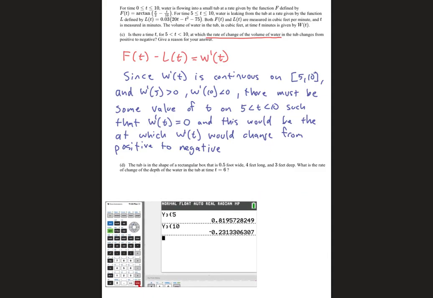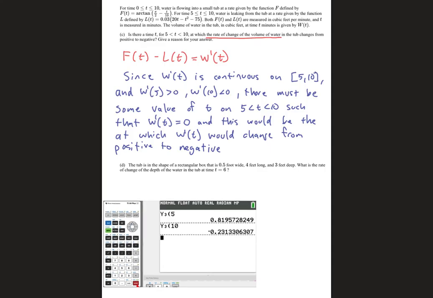Okay, so next one. Part D. The tub is in the shape of a rectangular box that is 0.5 foot wide, 4 feet long, and 3 feet deep. What's the rate of change of the depth of the water in the tub at t equals 6? Yeah, actually, sorry, I just had to pause. I forgot I already read that. Yeah, what's the rate of change of the depth of water at t equals 6?